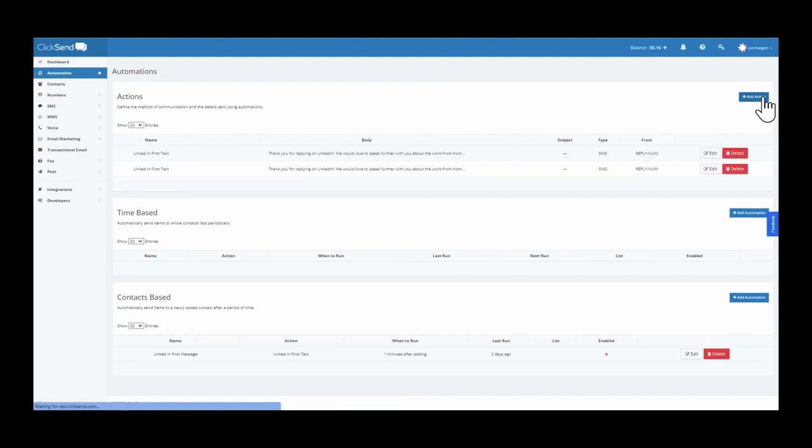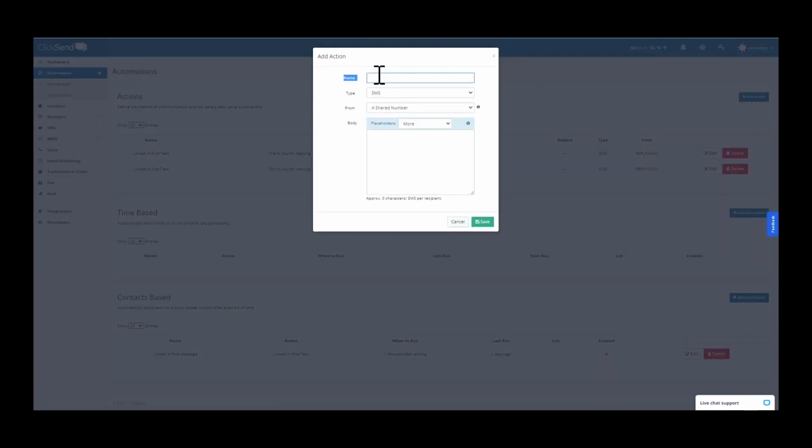And then we're going to go to action, add actions. And this is going to be initial inquiry first response. Okay, we'll just do that. And it's going to be, hello, and then we'll do first name.